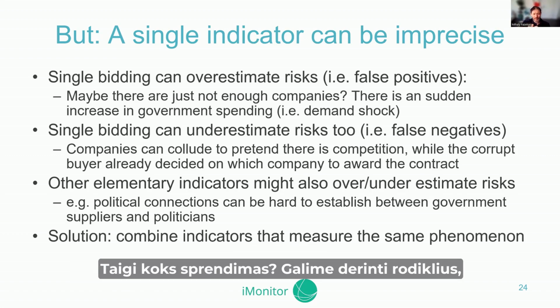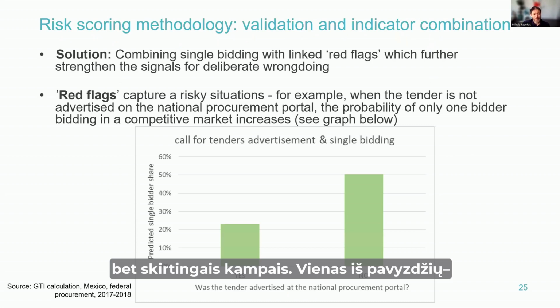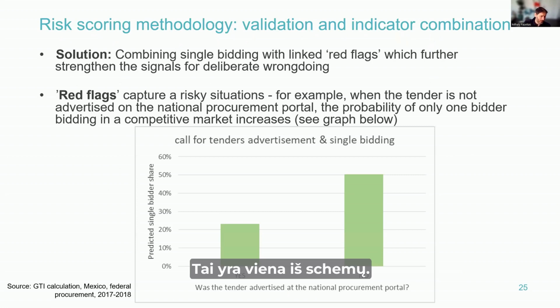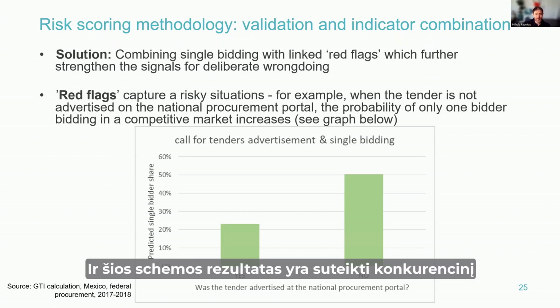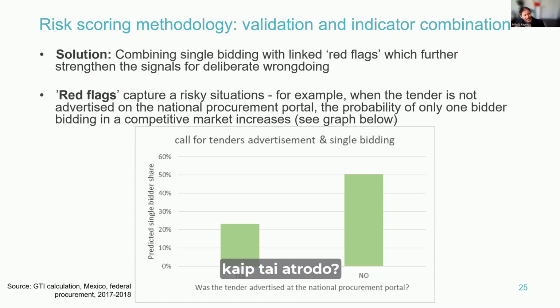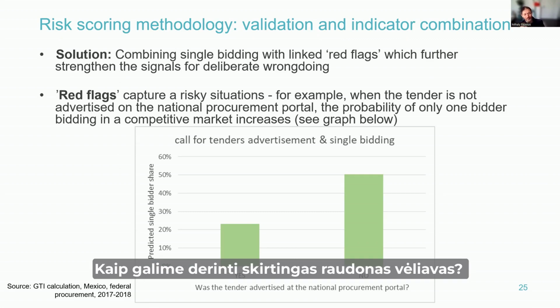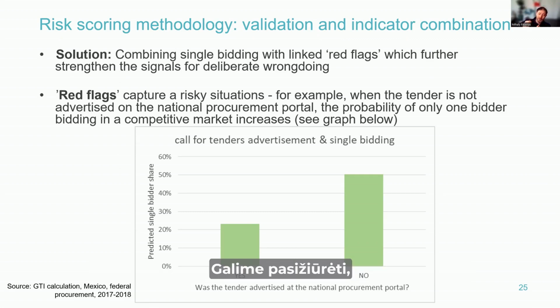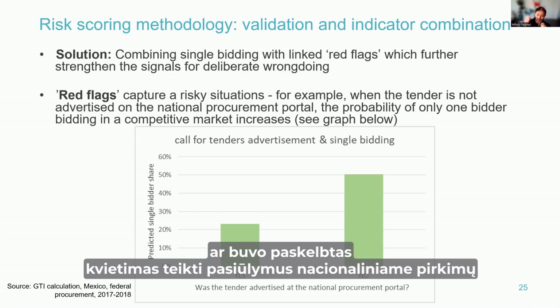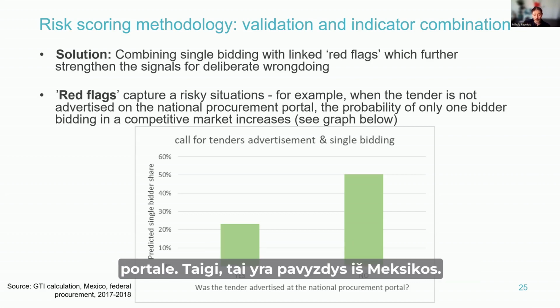We can combine indicators which point at the same corrupt strategy, but from different angles. One example is non-advertisement of call for tenders, right? This was one of the schemes, and the result of this scheme is to give competitive edge to the favored firm. So how does this look? How can we combine different red flags? Well, we can look at whether the call for tenders was advertised on a national procurement portal. So this is an example from Mexico.